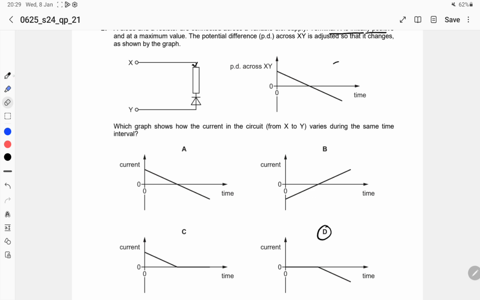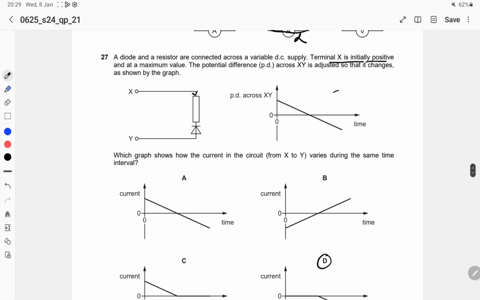Then sir, why is current flowing here? Understand this, when the PD across XY becomes negative, it means now your Y has got a positive charge and this becomes a lower potential. Y has become a higher potential, which means you have connected the voltmeter the other way around. Now if this is positive, my current flows through the diode, this is my forward bias connection and my circuit is complete.